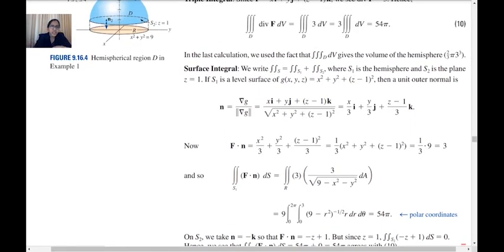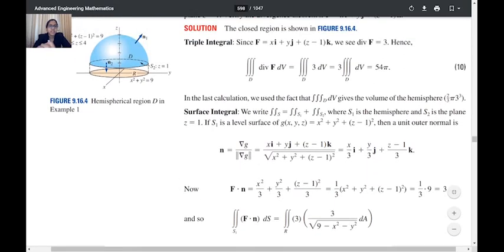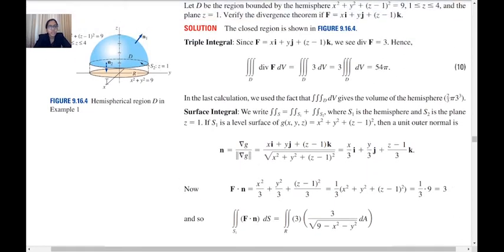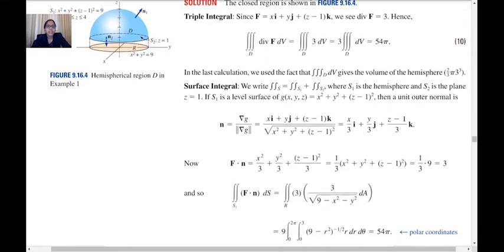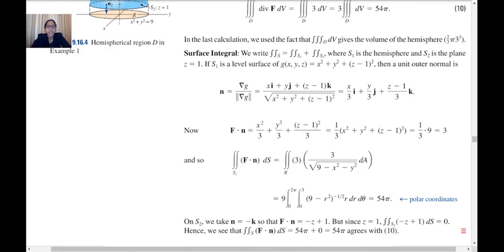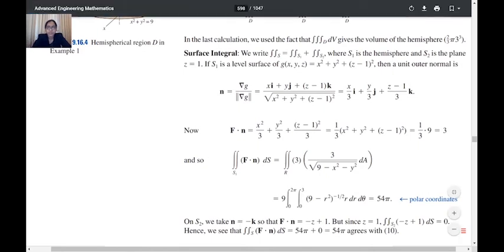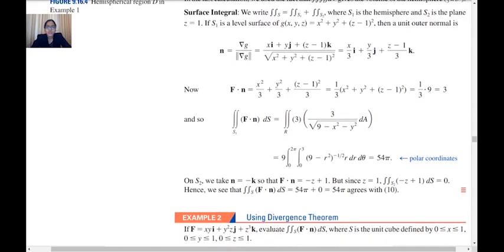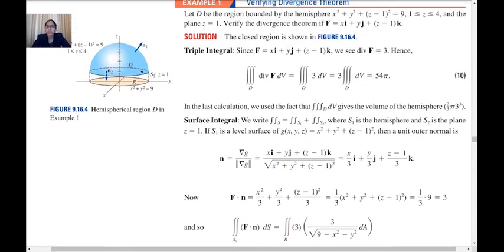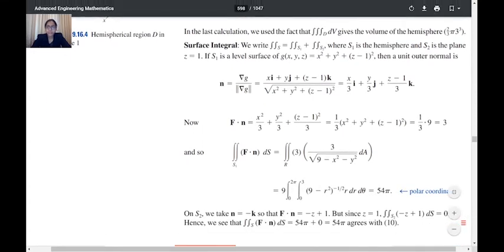Now if you consider S2, S2 is given by this plane z equal to 1. So the outward normal will be facing downwards. Right. So here in this case, n will be nothing but n equal to minus k. Okay, so if n is minus k, then what will be f dot n? The dot product would be minus of z minus 1, because our f was given out to be xi plus yj plus (z minus 1)k. So f dot n will be nothing but minus of z minus 1. So that is minus z plus 1.